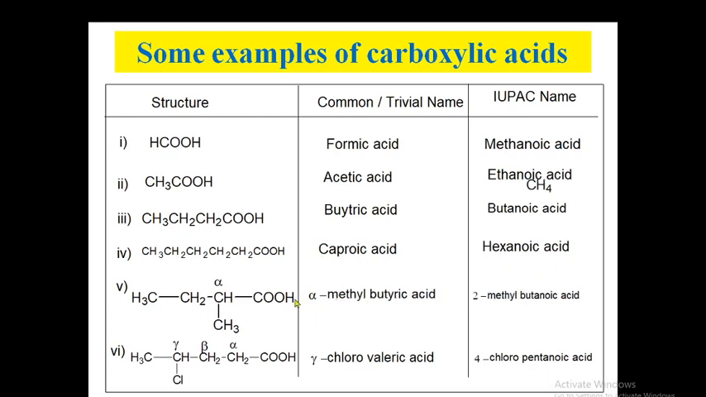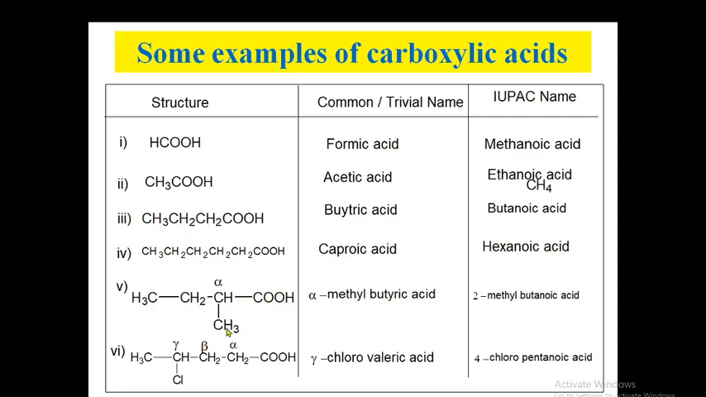If you have branched carboxylic acids, then how can we give the common name and IUPAC names? For branched carboxylic acids, the common or trivial name system involves the designation of the carbons by alpha, beta, gamma. And if you have the IUPAC nomenclature, then the numbering method should be used. Now in this chain, at the alpha position, a methyl group is present, and as there are 4 carbons in the chain, it's a butyric acid. So alpha methyl butyric acid is the common name.